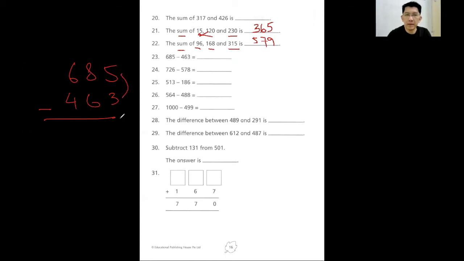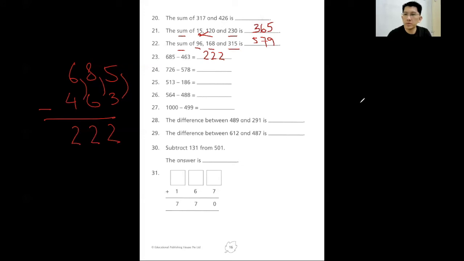5 minus 3, that is 2. 8 minus 6, that is 2. And 6 minus 4 is also 2. So the answer to that is 222. Excellent. Now let's do number 24.